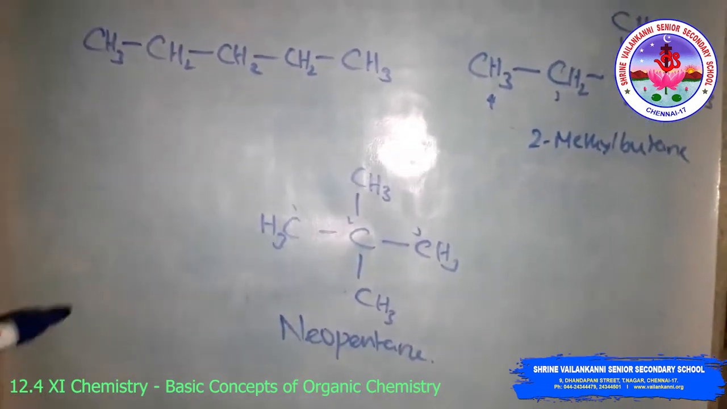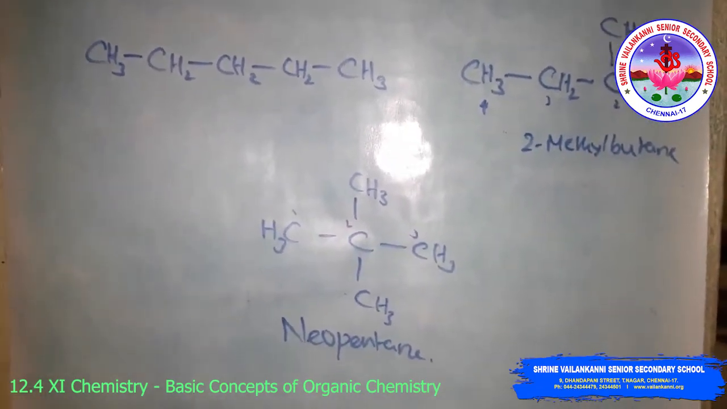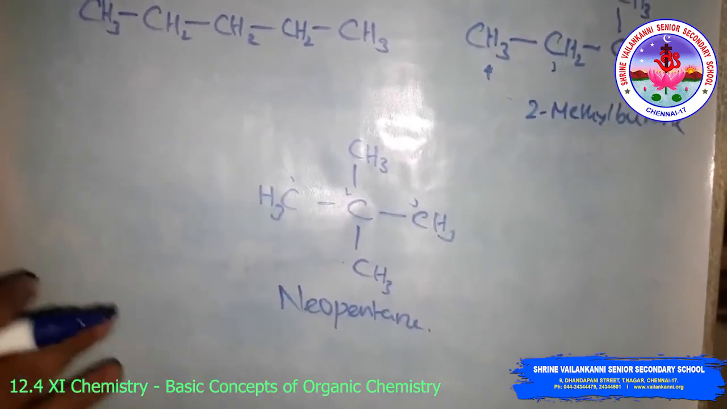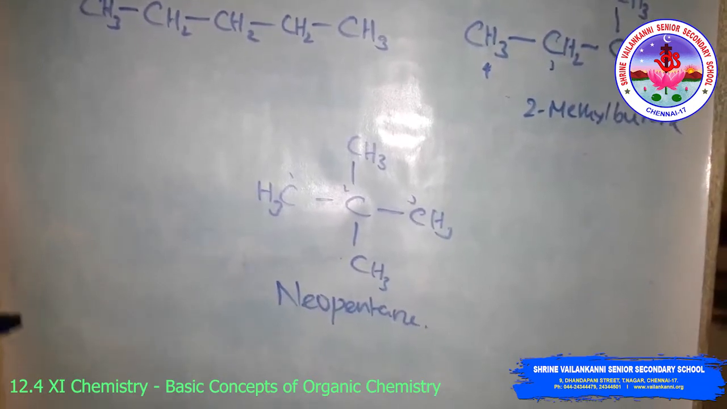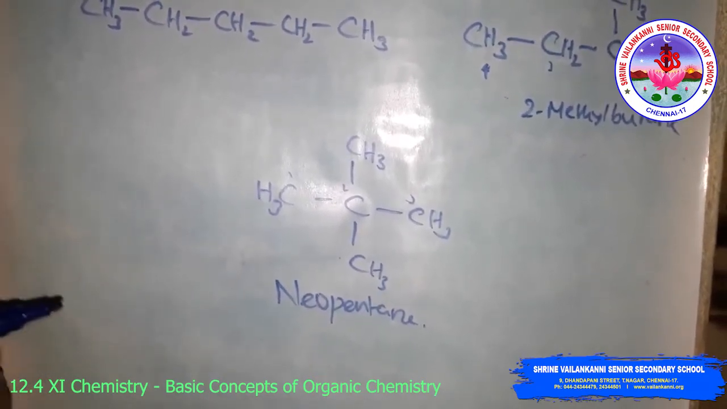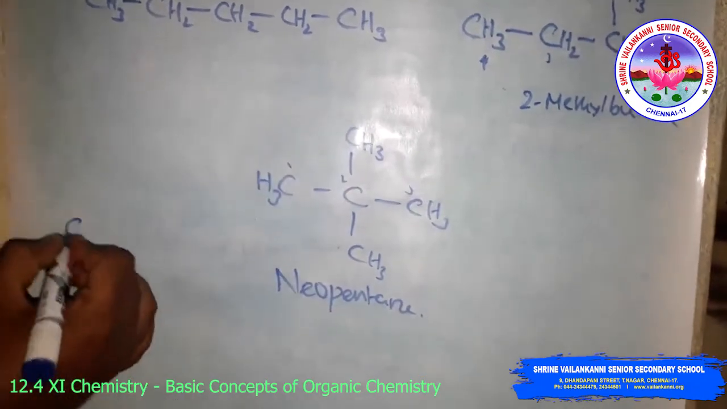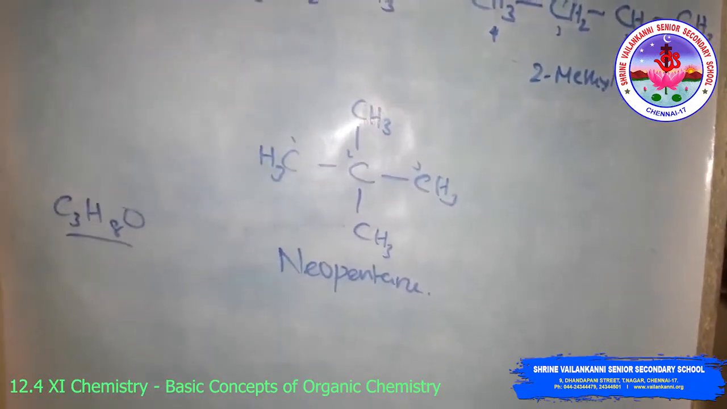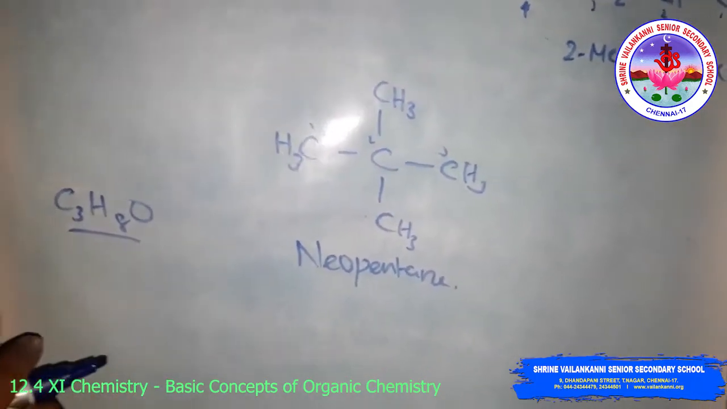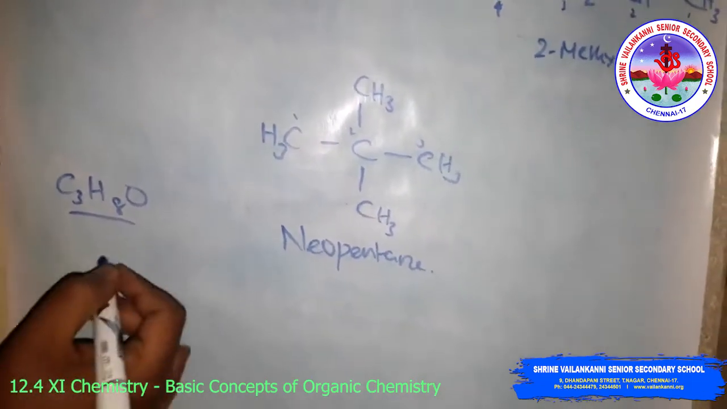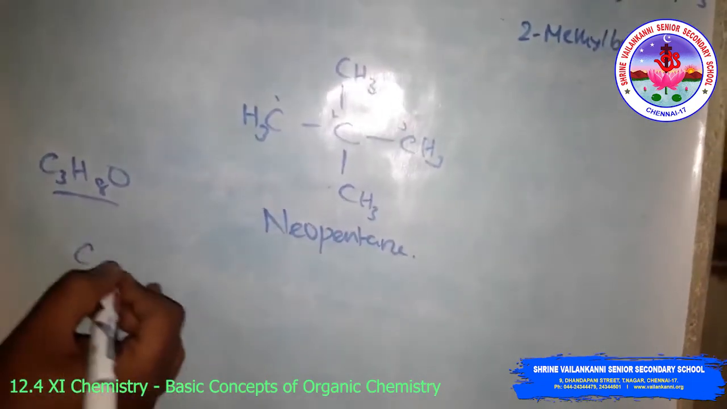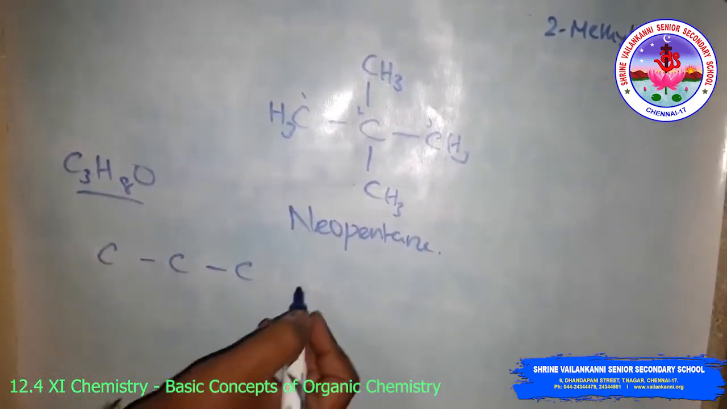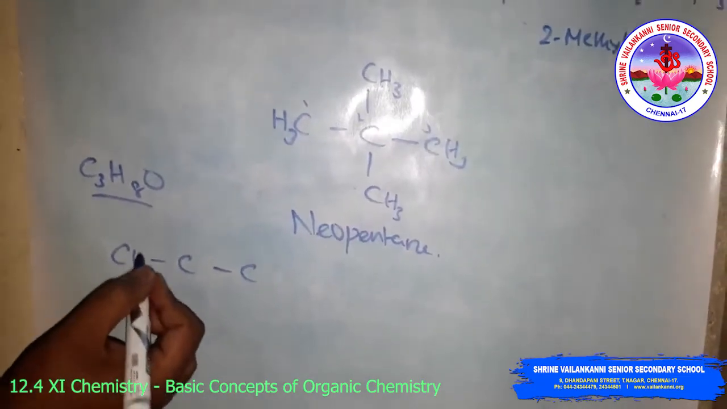Okay, so this is chain isomerism. Next is position isomerism. That is when two or more compounds differ in the position of the substituent atoms or the functional group on the carbon skeleton. For example, C3H8O. Now you have to use the molecular formula. Here the compound will be an alcohol. Using 3 carbons, then 1 oxygen is there, and 8 hydrogens are there.